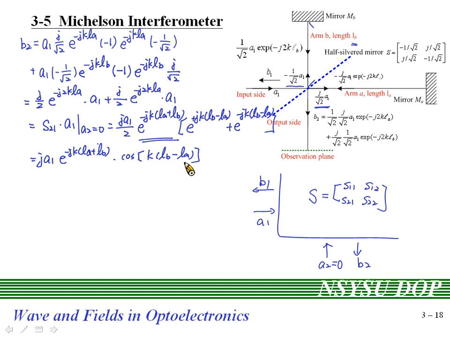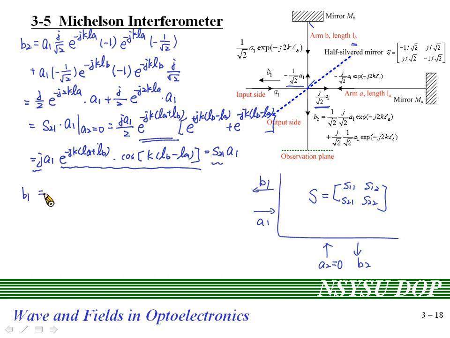So clearly you can see that this will be S21 A1. So this part will be S21 j, and this part will be S21. And following the same way, you can easily write down the expression for B1, the output at port 1.